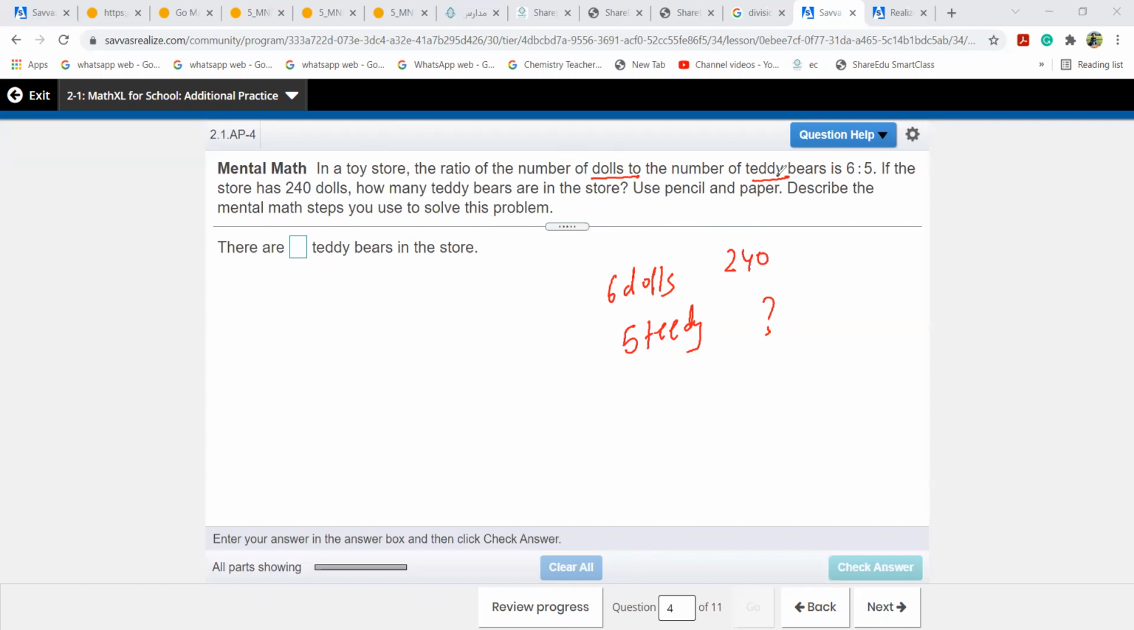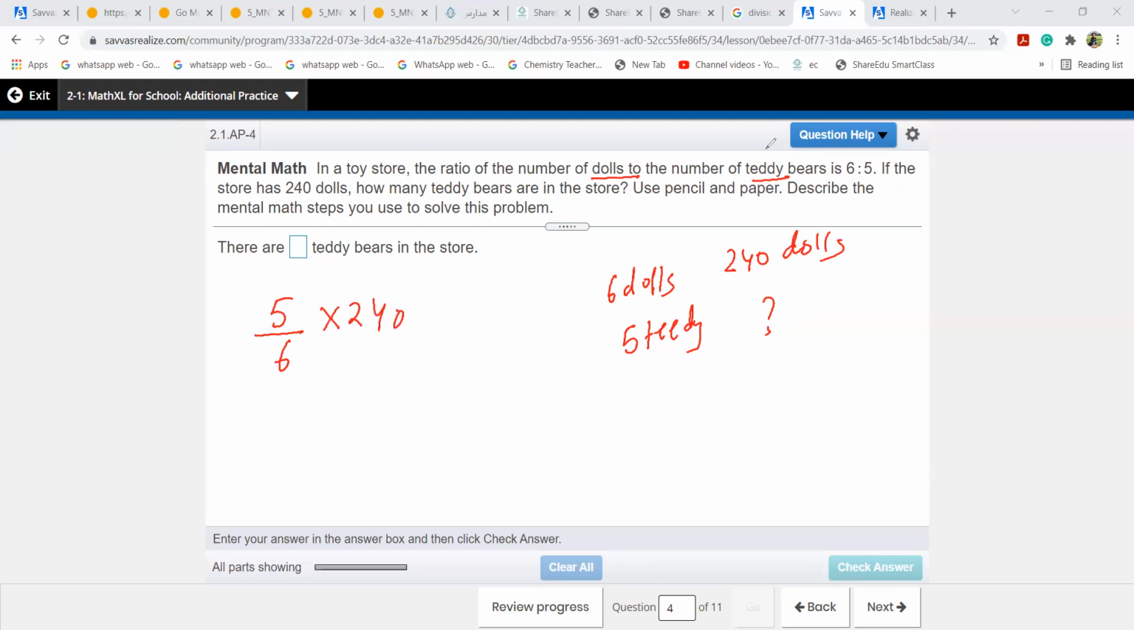Now, how do you know that it's 6 dolls, Mateen? The first thing is dolls and then it is teddy. So the first 6 is dolls and 5 is teddy. For every 6 dolls, you have 5 teddy. So the store has 240 dolls. And how many teddy? Means question mark to teddy. Dolls and dolls together. And how many teddy? So how do I divide? 5 over 6 multiplied by 240.